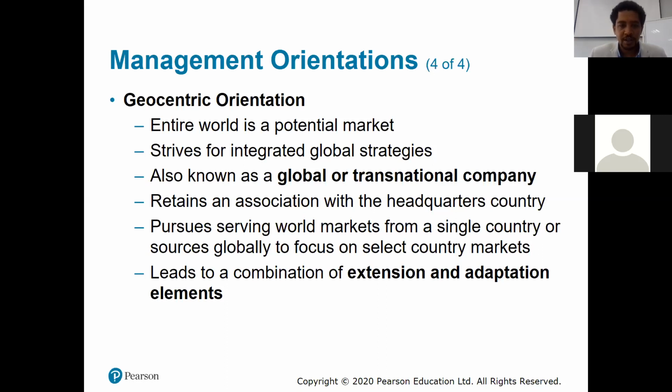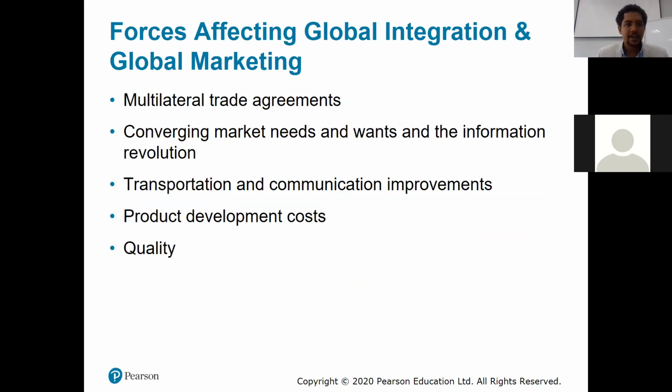So let's proceed because we don't have much time. Here are the forces affecting global integration and global marketing. What are the things that affect global marketing? One is multilateral trade agreements. These trade agreements promote free trade. Multilateral means, compared to bilateral with 2 countries, for example, a trade agreement between China and Korea is bilateral. A trade agreement between China, the Philippines, Korea, and Vietnam is multilateral.